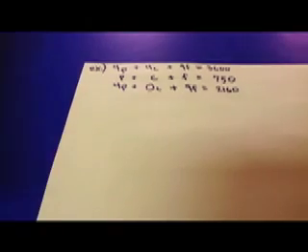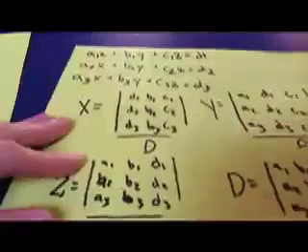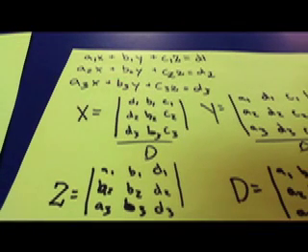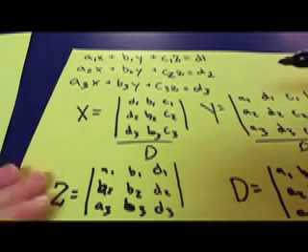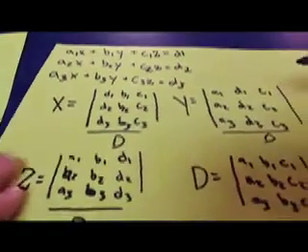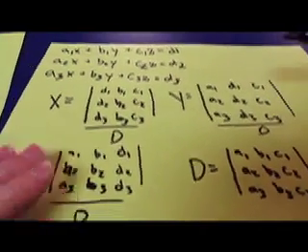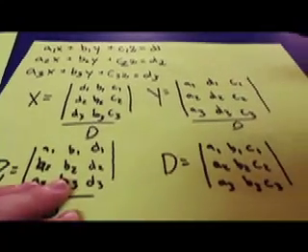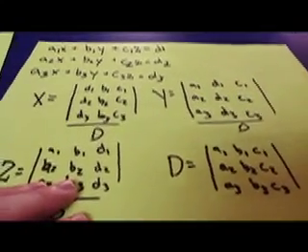Now let's look at an example on how to solve 3 linear equations. The first thing you're going to want to do is put them into the formulas. A1x plus b1y plus c1z equals d1. A2x plus b2y plus c2z equals d2. And a3x plus b3y plus c3z equals d3.